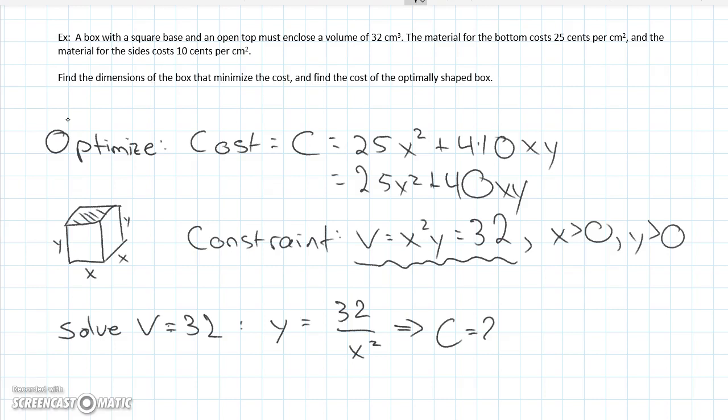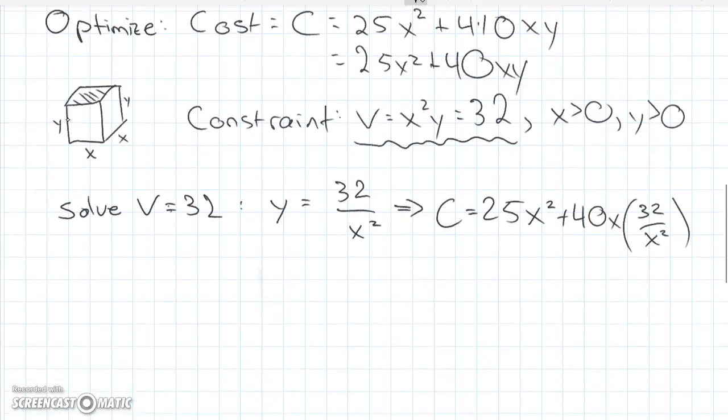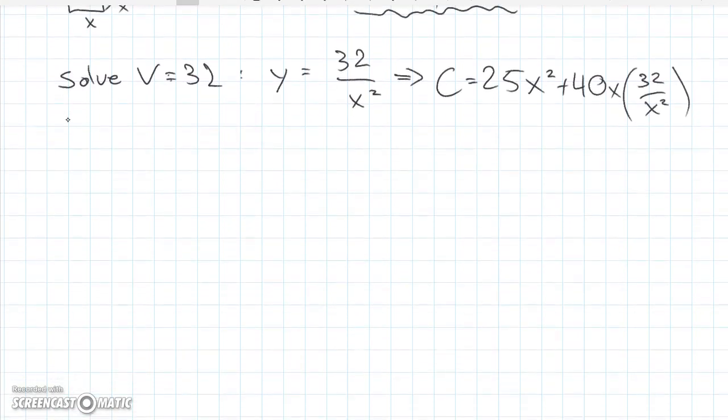So C is going to be 25x squared plus 40x, and then instead of y, I can put in 32 over x squared. And now we have a function of x, and we can take the derivative, set it equal to 0, and all of that. So let's go ahead and do that. Let's clean up C a little bit. It's nice to simplify before you do derivatives, so we don't want to use the quotient rule or something, right? So 40 times 32, I did already multiply that out. That is 1,280.